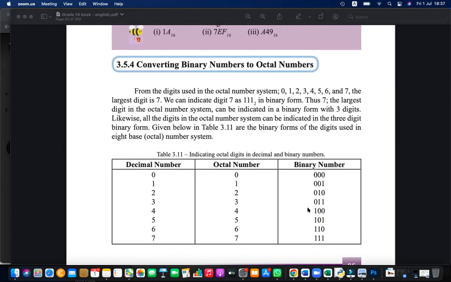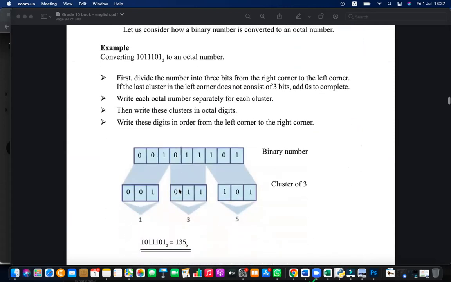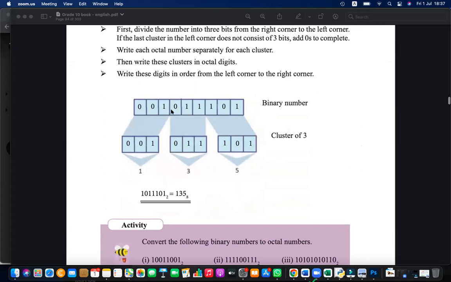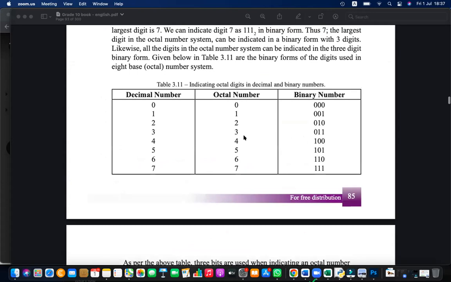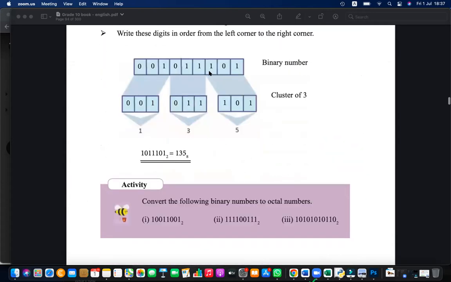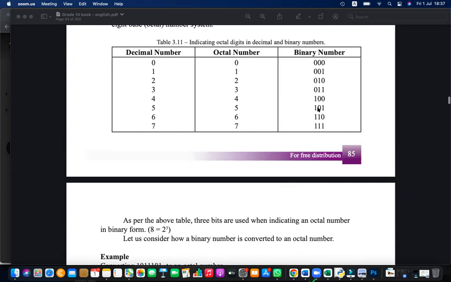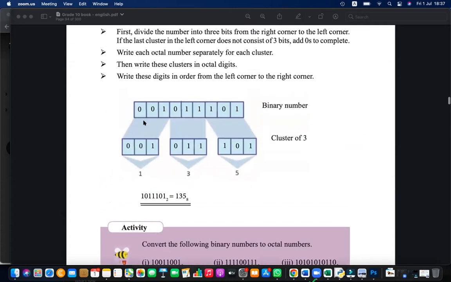Don't remember it across, remember it downwards. 0, 1, 0, 1, 0, 1, 0, 1, 0, 0, 1, 1, 0, 0, 1, 1, 4 zeros, 4 ones. So these are the octal numbers 0 to 7. Write 3 by 3, you can convert binary to octal. If you write 3 by 3 here, the first three is 1, the next three is 0, 1, 1, which in this table is 3. Then 1, 0, 1 in this table is 5. So the answer is 1, 3, 5.